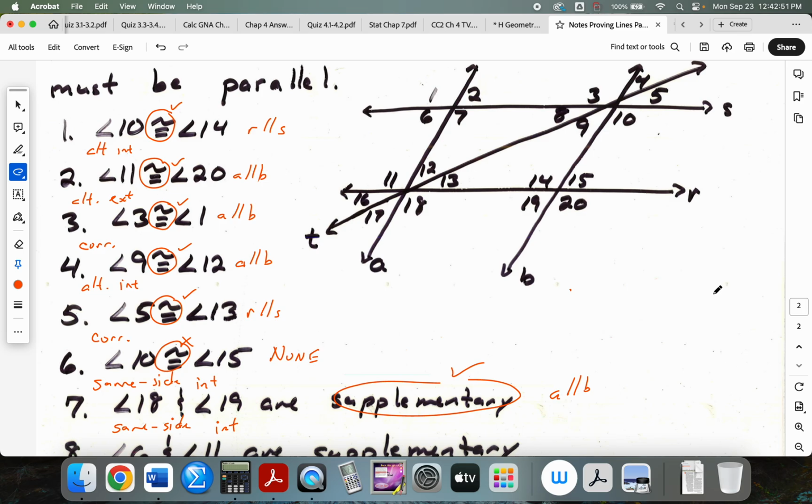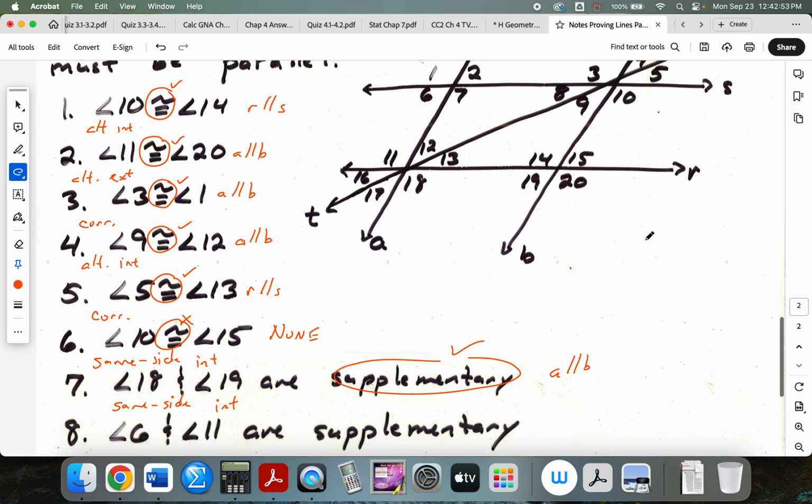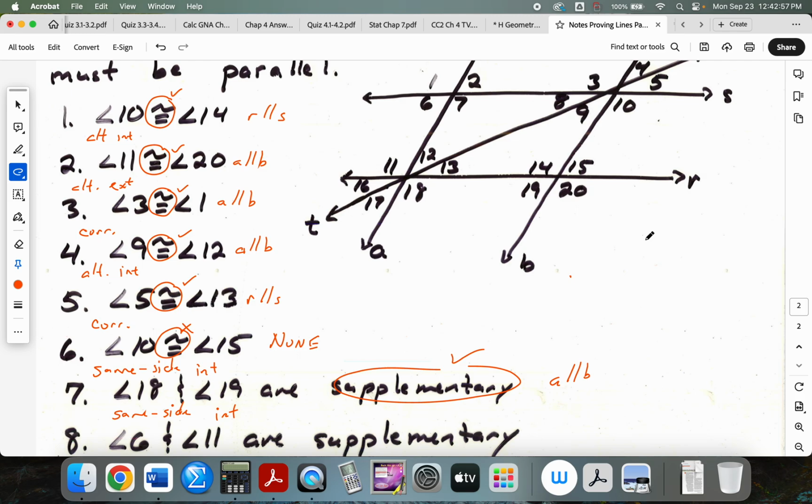All right, for the next one, 6 and 11 are supplementary. So for 6 and 11, the transversal is A. The other side of angle 6 is S. The other side of angle 11 is R. These are also same side interior, and supplementary is the right relationship. So that's S is parallel to R.